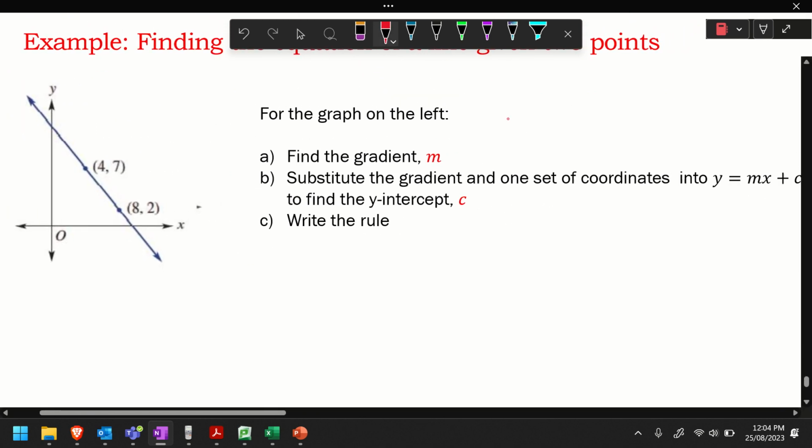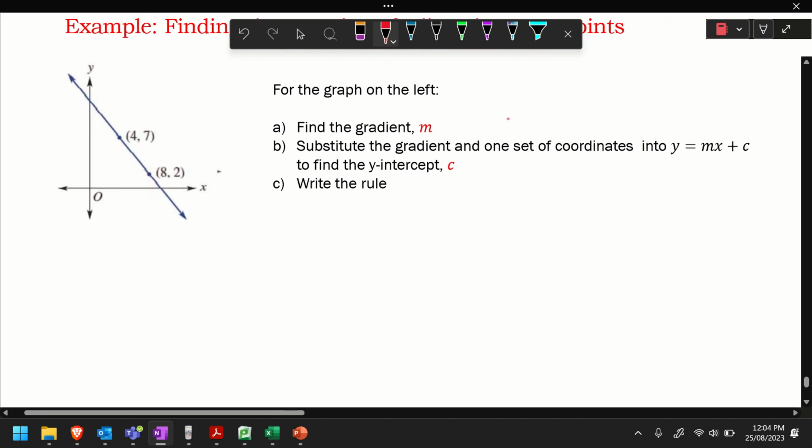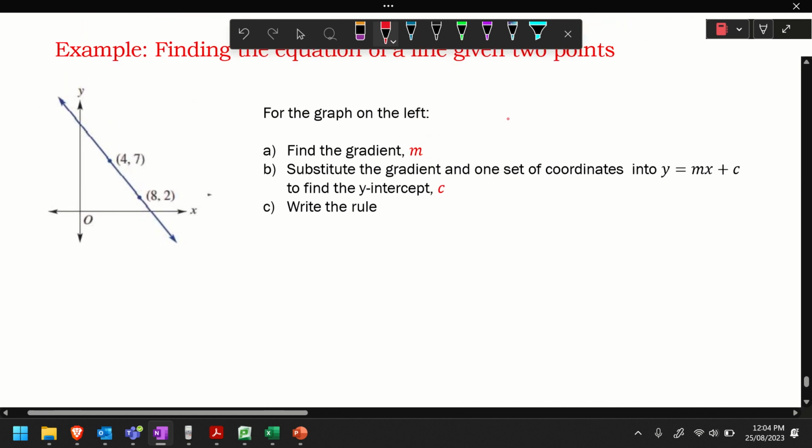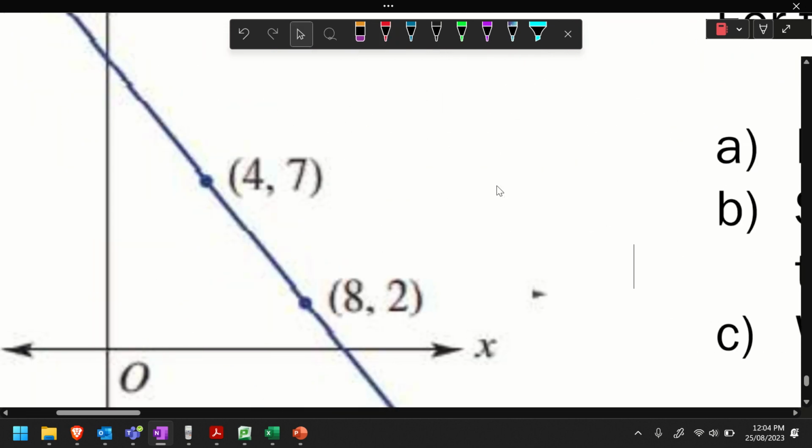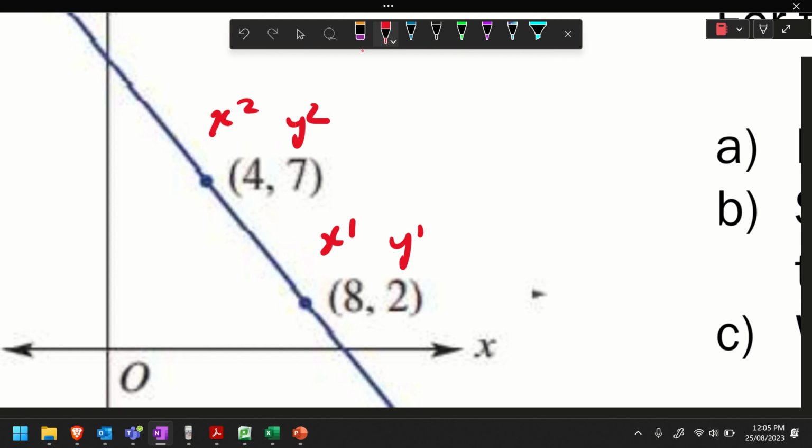So the first thing we need to do is remember your equation has to look like this, and you're looking for the gradient and the y-intercept, two numbers. Firstly, let's find the gradient. So what's the first step? What am I going to do with these points? Label them, yeah? And you can label them any way you want. You can go x1, y1, x2, y2, or you can go the other way.